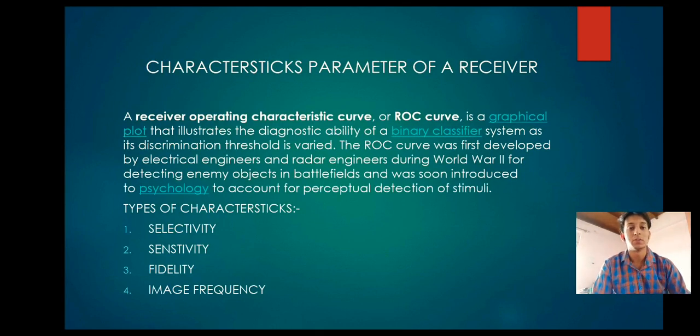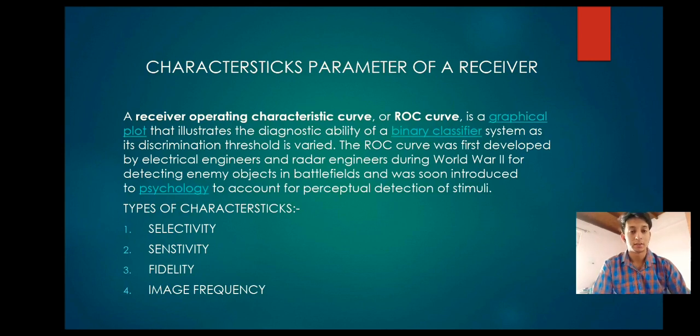Characteristics parameter of a receiver. A receiver operating characteristic curve or ROC curve is a graphical plot that illustrates the diagnostic ability of a binary classifier system as its discrimination threshold is varied. The ROC curve was first developed by electrical engineers and radar engineers during World War II for detecting enemy objects in battlefields and was soon introduced to psychology to account for perceptual detection of stimuli.